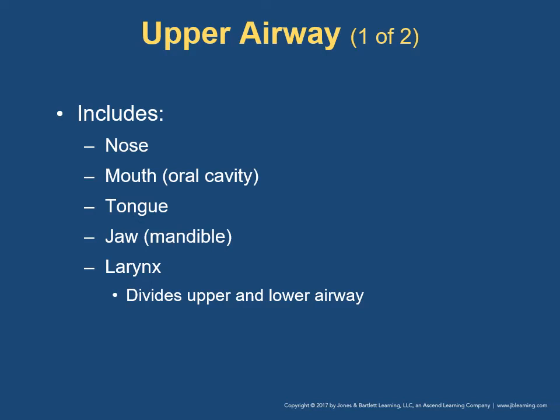and your larynx, that is the voice box. It is a complex arrangement of tiny bones, cartilage, and muscles, and that's where your vocal cords are. So the important thing to remember here is that the larynx is the dividing line between the upper and lower airway. That is a very testable question. All right, the larynx divides the upper and lower airway.